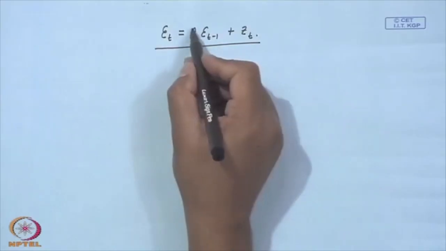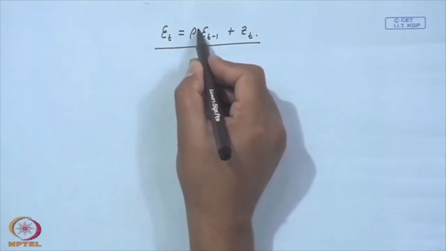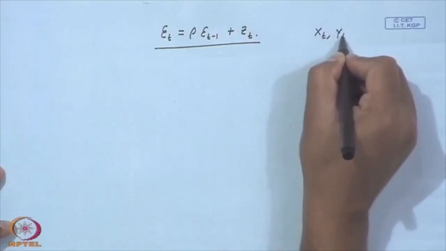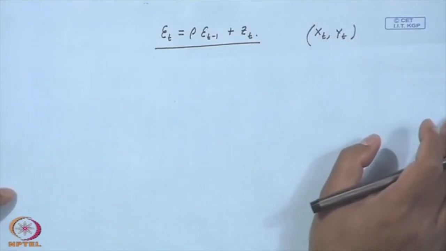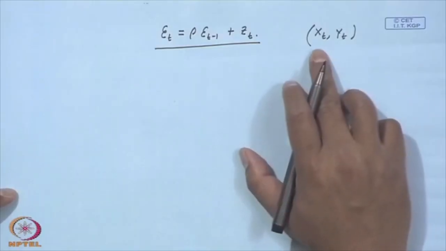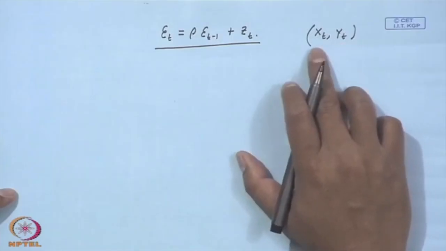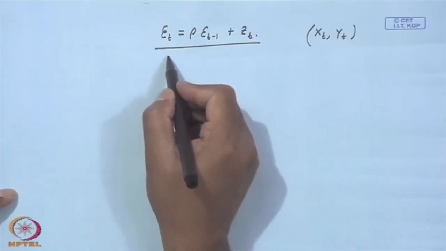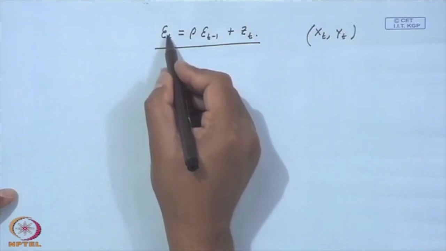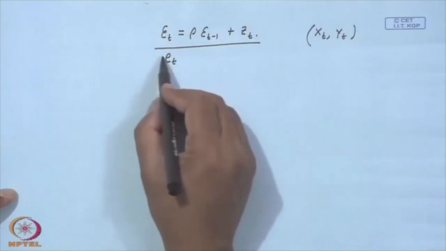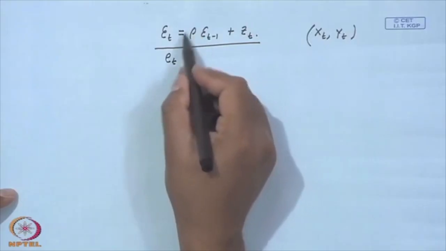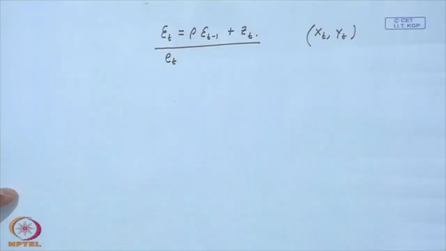Okay. Now, one way to estimate this rho is that, see, we are given only the data x t and y t, nothing else, and it is known that they are time series data. So, what you have to do is just fit a simple linear regression model on x t and y t and compute residuals, and then we know that the residual e t is the observed value of epsilon t, right. And then we can regress e t on e t minus 1, and from there we can compute the value of rho. So, let me explain that part now.